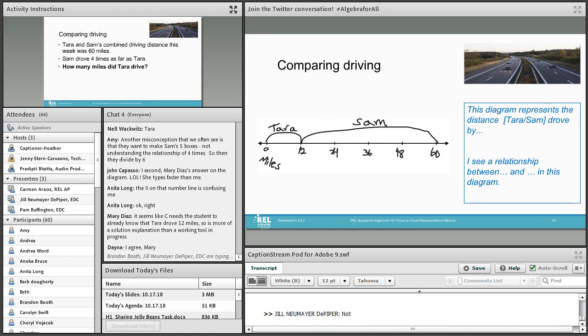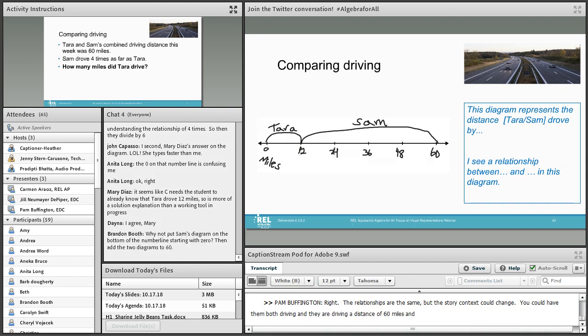I'm not sure if it's mathematically different, but the relationships are the same, while the story context could change. You could have them both driving a distance of 60 miles, and Tara drives the first leg of the trip, and then Sam drives the rest of the way, and he drives 4 times as far as Tara. So you can use the same structure. It's very similar to the problem that we had with the band and the chorus, but the representation may feel more authentic for some students to have as a linear representation because it's talking about distance.